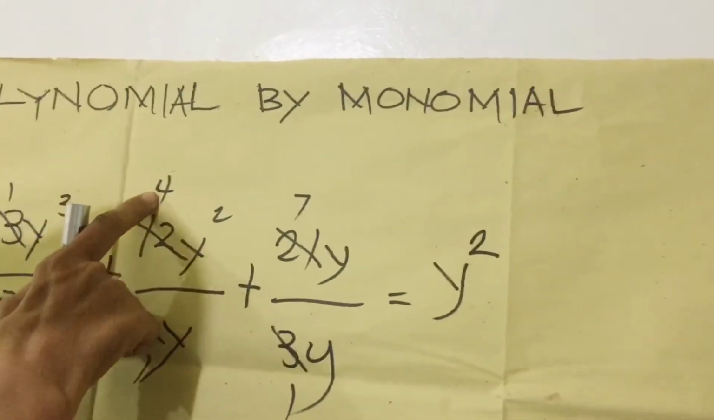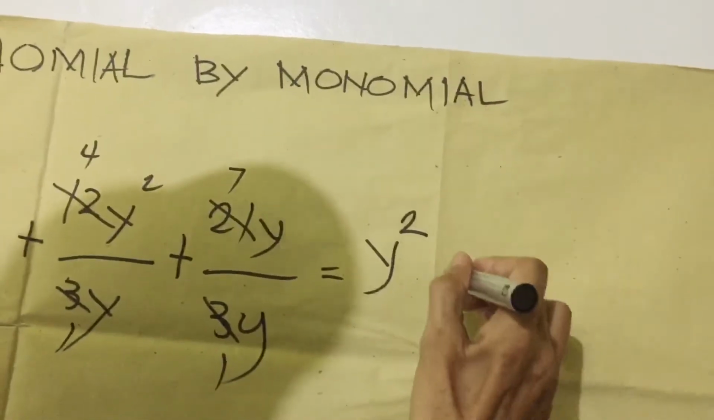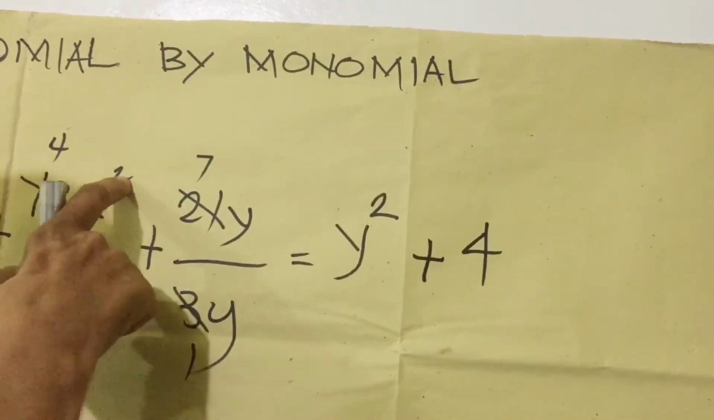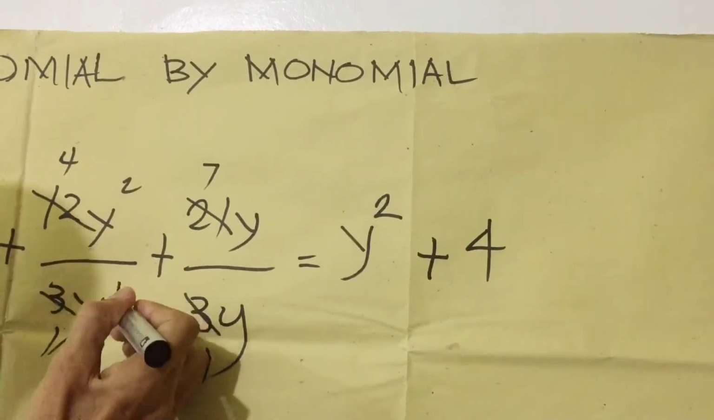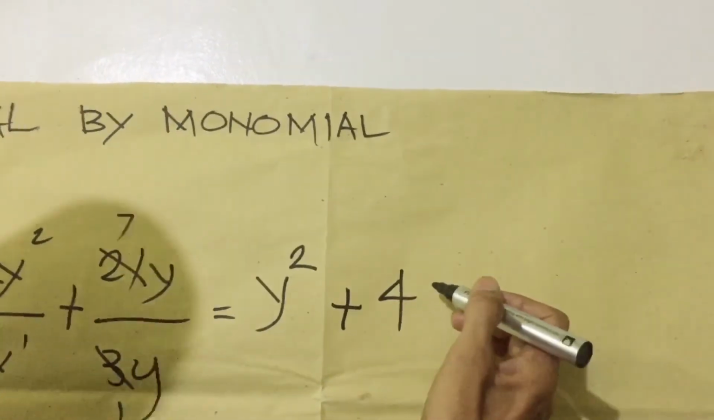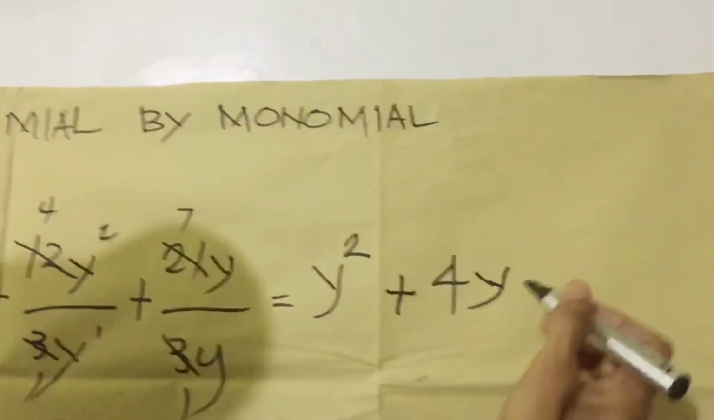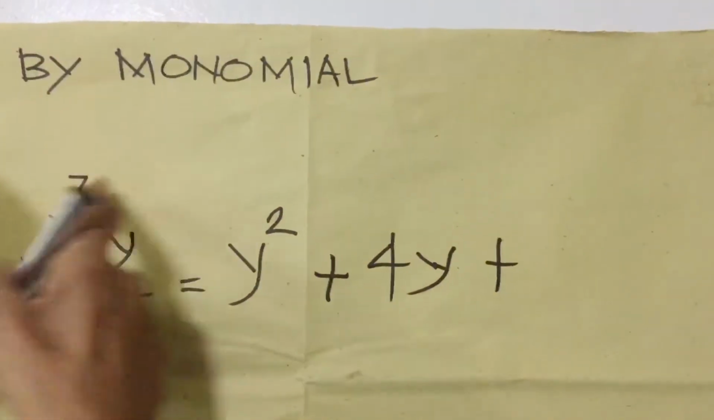Dito naman we have 4 plus 4. Then ang y, mayroong dalawa, isa dito, 2 minus 1. So ang natira is y na lang. Then plus, yung natira dito ay 7.